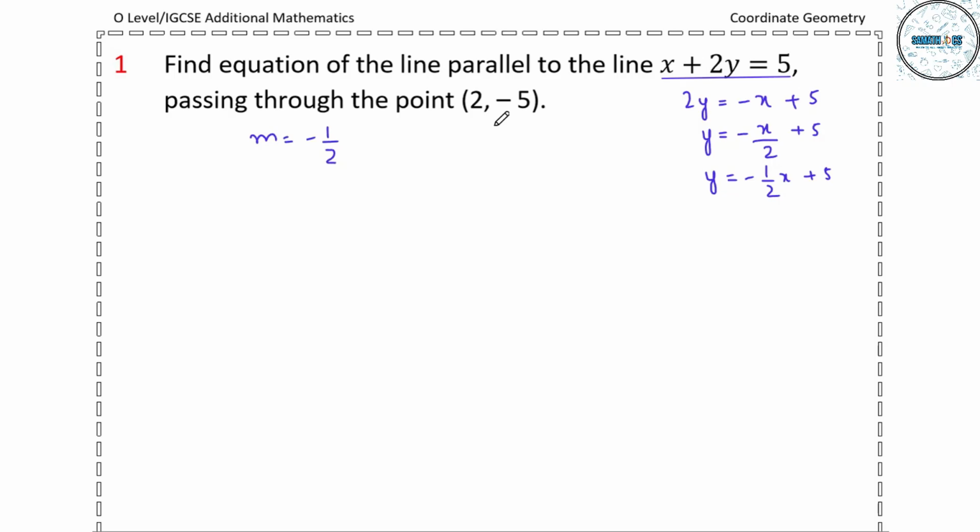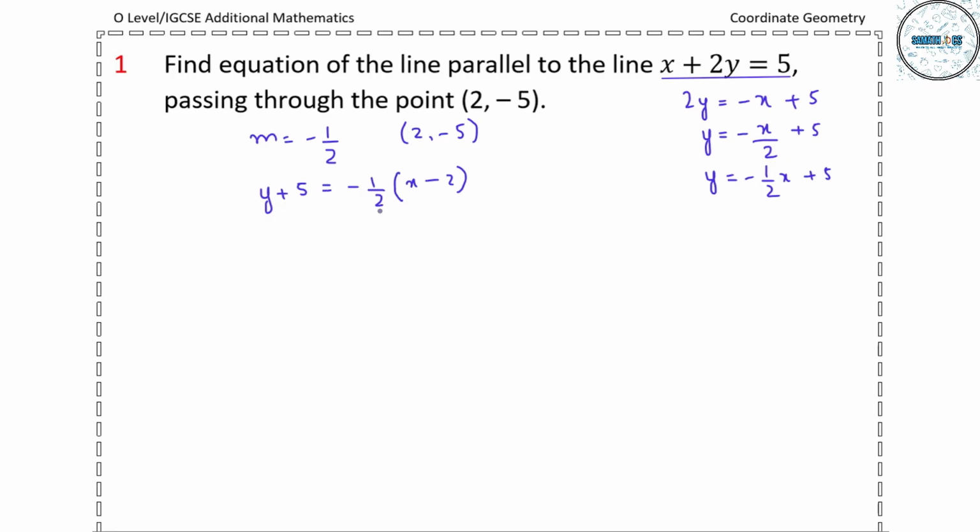Now, the line of which we have to form the equation is passing through the point 2 comma minus 5. So we will use 2 comma minus 5 for finding the equation of the line. We can use here y minus y1 is equal to m(x minus x1). So y minus (minus 5) will become y plus 5 is equal to minus 1 upon 2 (x minus 2).